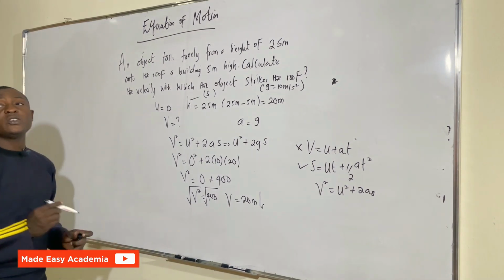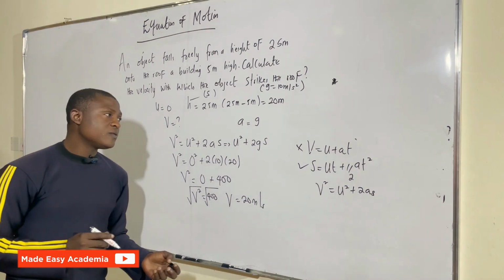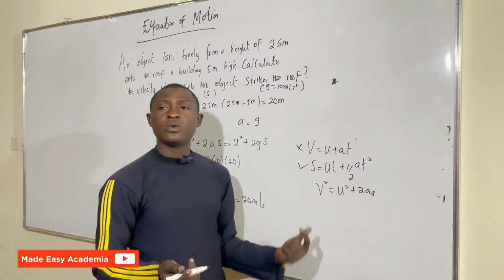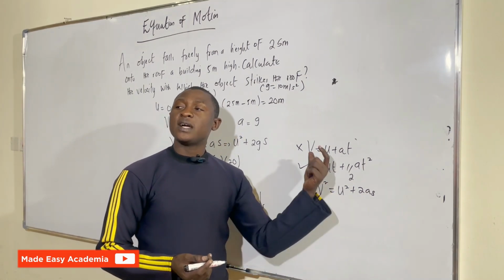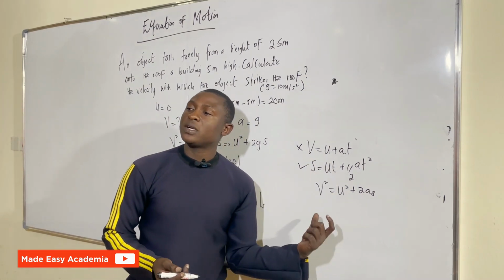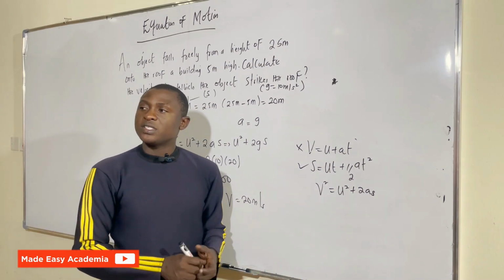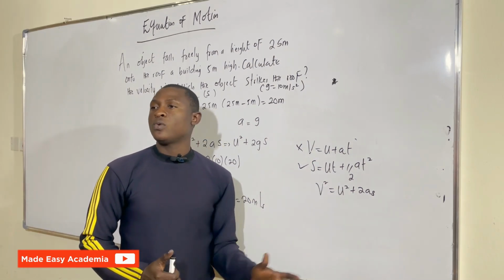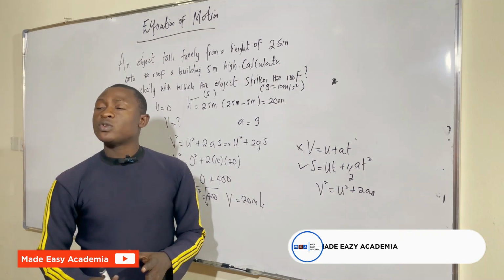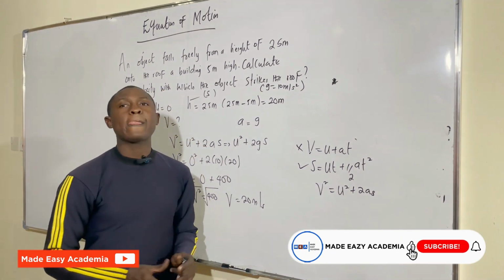So it depends on the data you have in the particular problem. You may be asked to find either a or t. Just look at the data and fetch out the one that corresponds to the one that we have among the 3 equations, either the first one or the second one or the third one. So that's all about equation of motion.